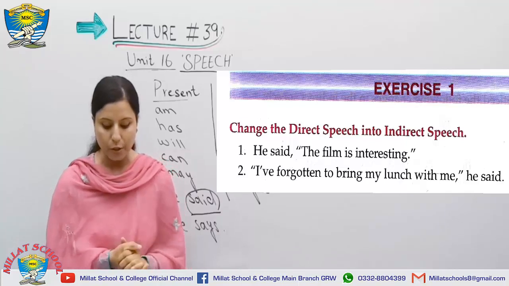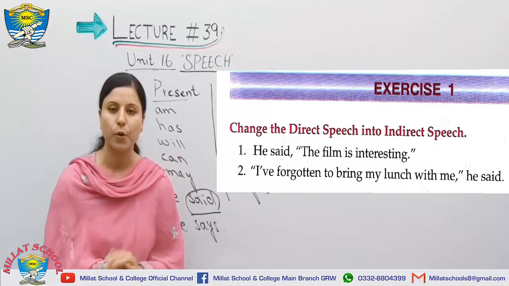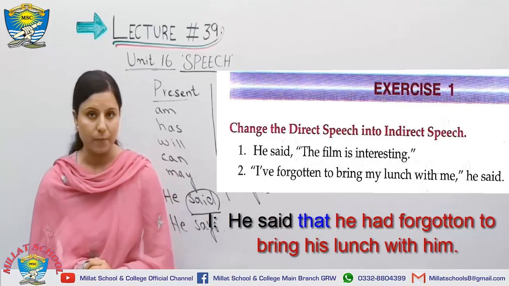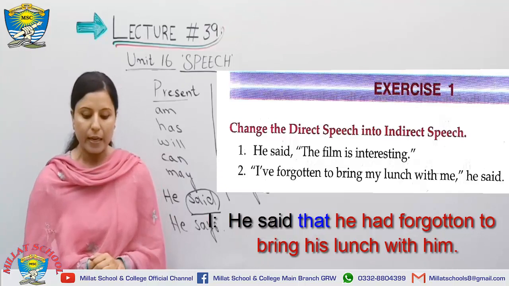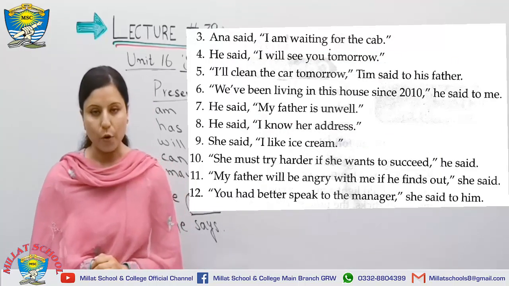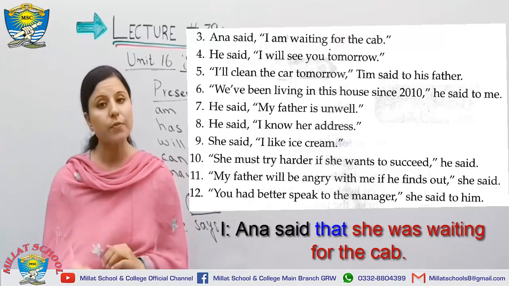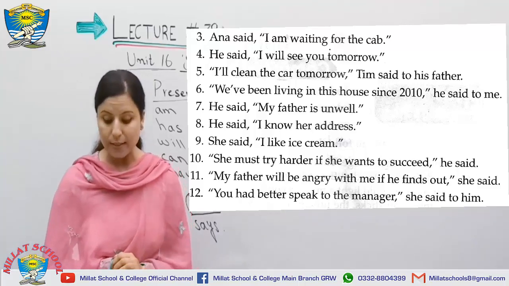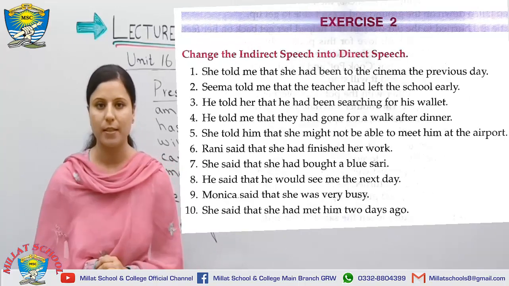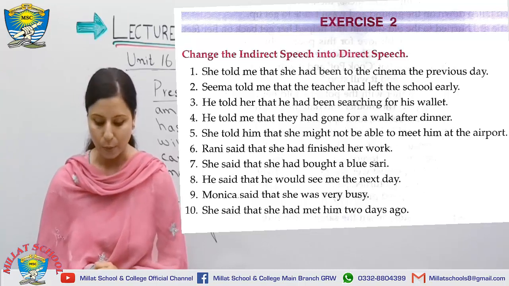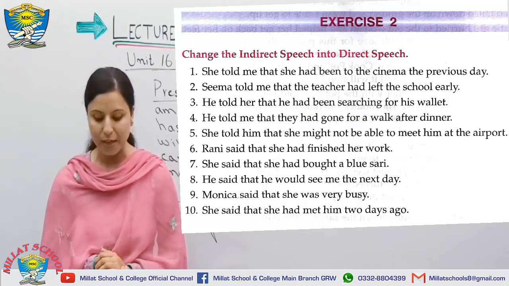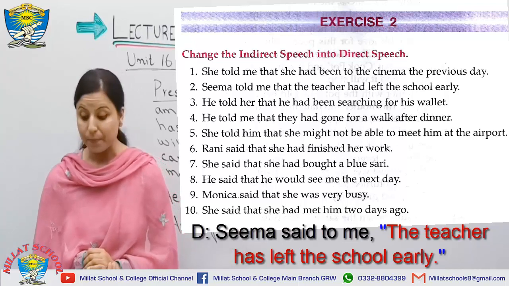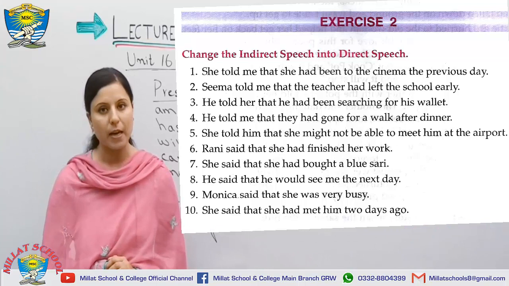Number two, "I have forgotten to bring my lunch with me," he said. It's again past, because he said that he had forgotten to bring his lunch with him. Got it? Pronouns will also be changed accordingly. Number three, Anna said, "I am waiting for the cab." Anna said that she was waiting for the cab. So exercise number two will be done in the same way. But here we change indirect speech into direct speech. Some indirect sentences have been given to you and you have to change them into direct. Number two, Seema told me that the teacher had left the school early. Seema said to me, "The teacher has left the school early." The rest of the sentences will be done by you in the same way.